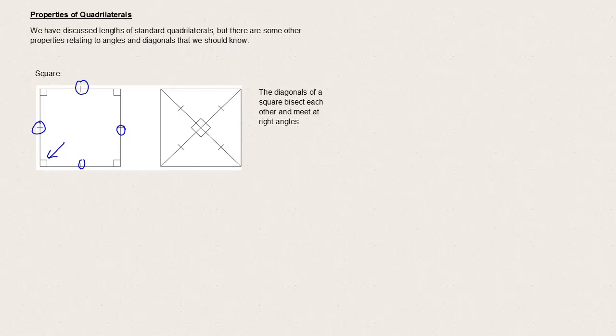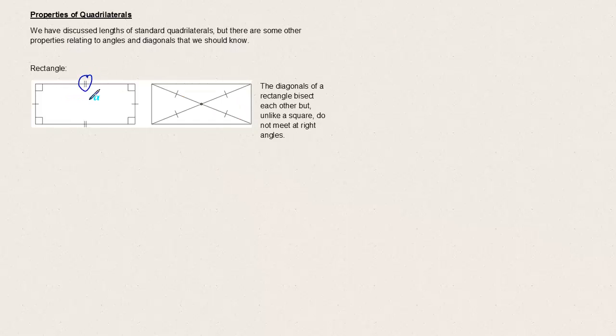Not only that, but they bisect each other, so that all four of these lengths from the vertex to the center are the same. Note that this marking doesn't mean they're the same as these ones. This is a separate diagram. They also meet at 90 degrees in the middle.